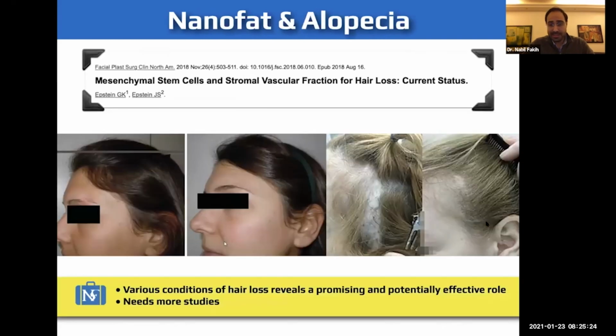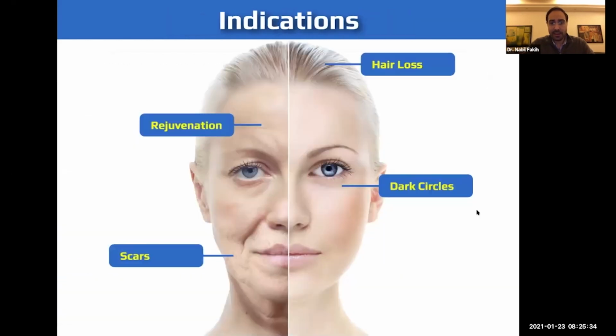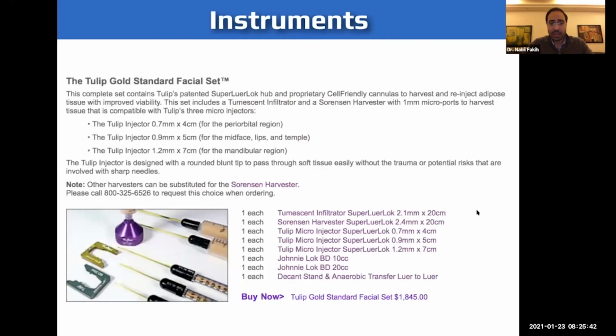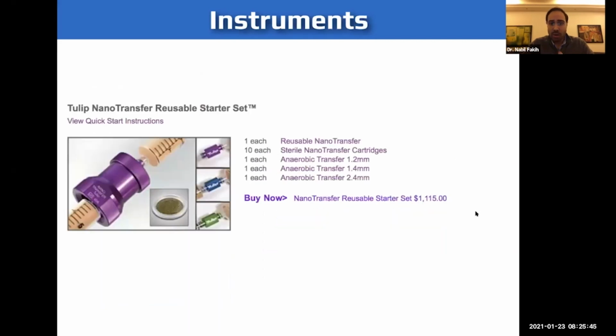They have seen that there is reduction in pain, in clicking, and in deviation in this study published in 2018. For hair loss, they are still under study, which I think may require more studies, but they have seen that various conditions of hair loss revealed a promising and potentially effective role. So the indications of nanofat are in rejuvenation, in scars, in dark circles, in hair loss. And the instruments that we need, as I said, are exactly what they have said.